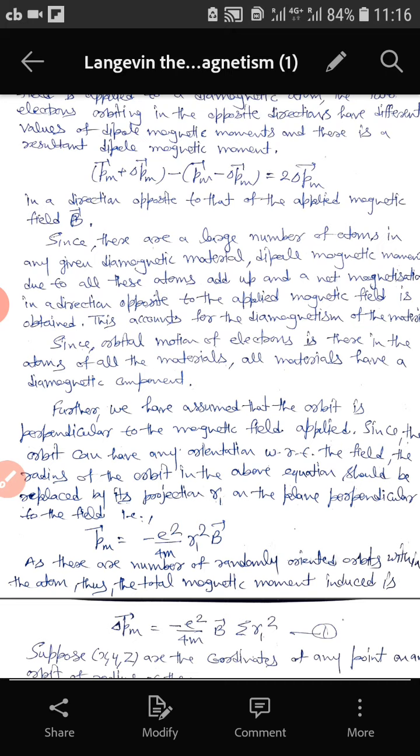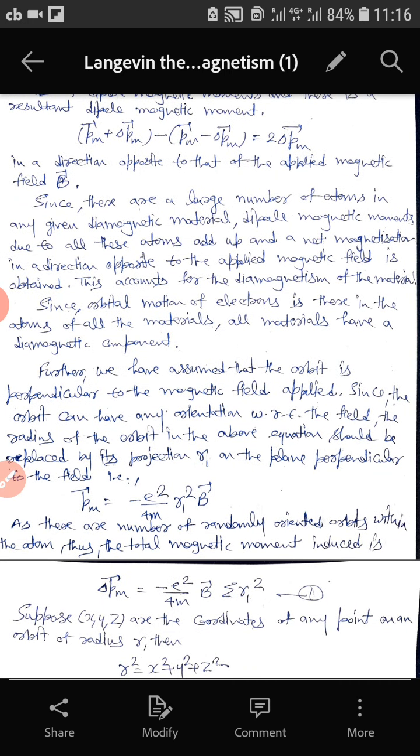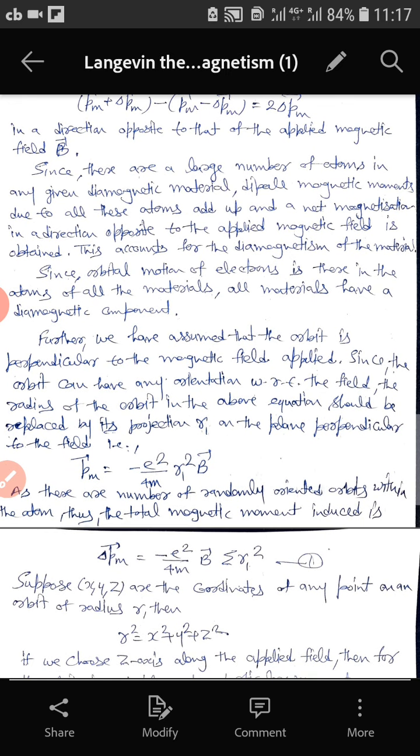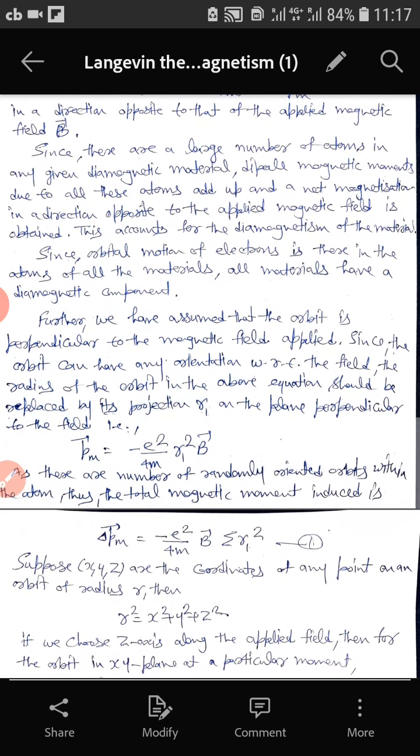Since there is a large number of atoms in any given diamagnetic material, the dipole magnetic moments due to all these atoms add up and a net magnetization in a direction opposite to the applied field is obtained. This accounts for the diamagnetism of the material. Since the orbital motion of electrons is there in the atoms of all materials, all materials have a diamagnetic component.